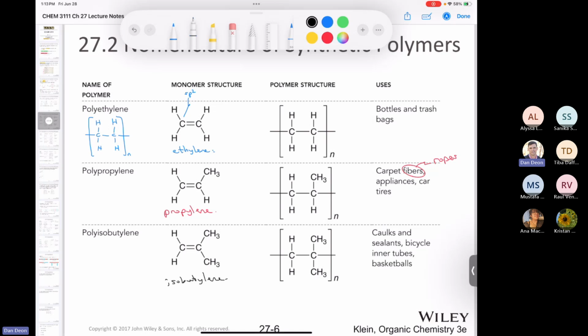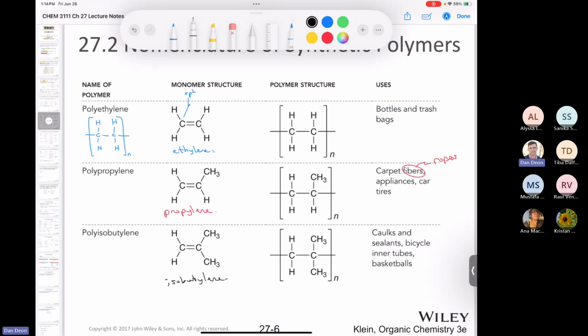And I'm sure you've picked that up along the way in the course. You've seen it many times. We saw it, in fact, in the last chapter when we talked about the deprotection of the Boc group, and we said it liberated isobutylene, which is a gas. But anyhow, if you have isobutylene, the polymer you would make from that would be polyisobutylene, and that's found in sealants and caulking. And then it says here also inner tubes and basketballs.